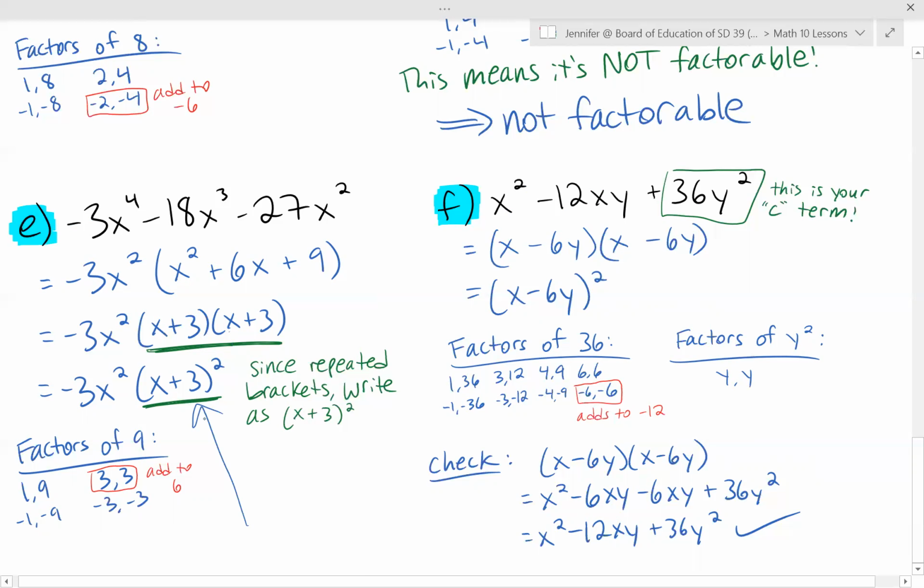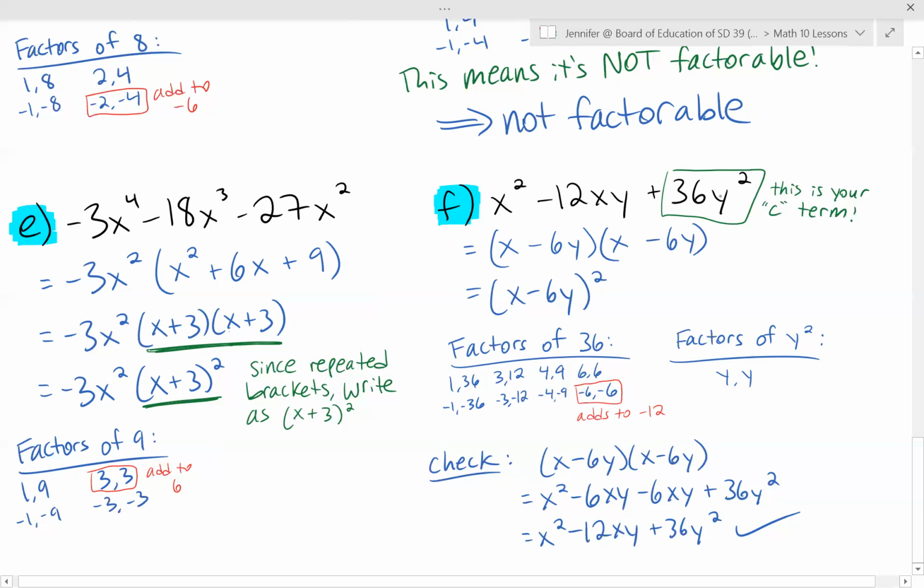Our last question here, we've got more than one variable, but it's the same idea. So we have an extra y here, but there's no common factor to take out. So I set up my two brackets. My x squared is the first term, so I'll just focus on that for now. I know that x will go in the first part of each bracket. But then I need to figure out my c term. What I've squared here, that is your c term.